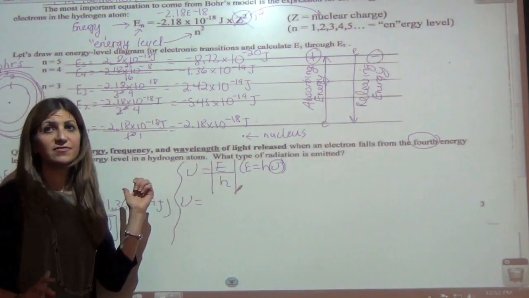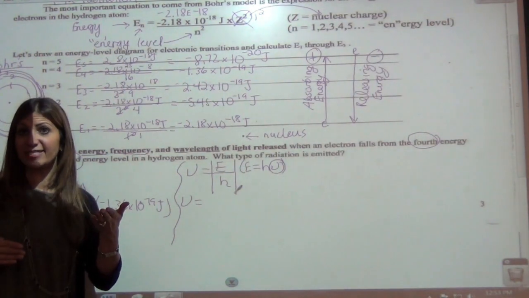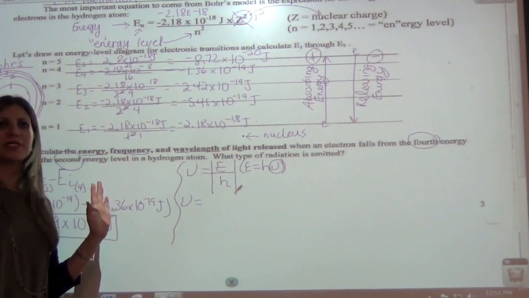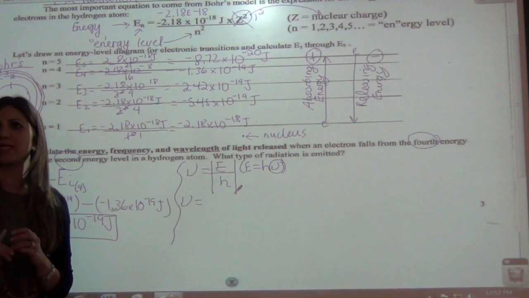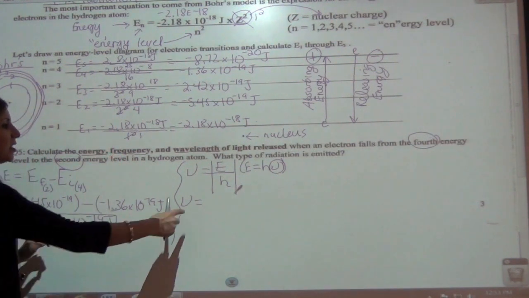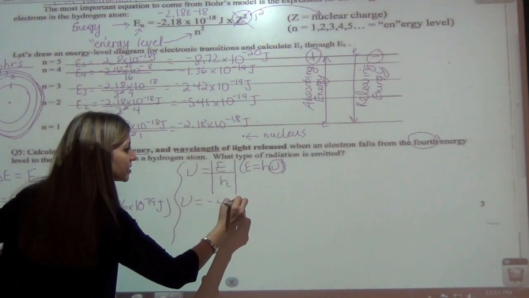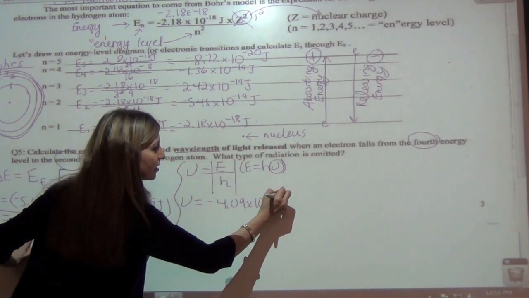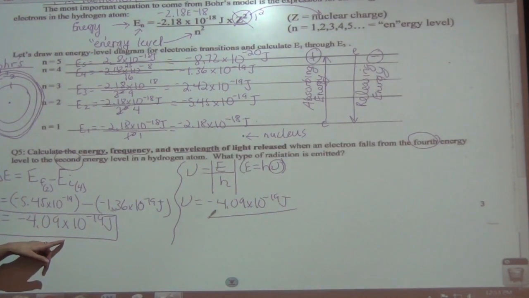Energy has negatives because positive means it's absorbing and negative means it's releasing energy. That's the only reason why E has a sign. Wavelength and frequency don't. So what does absolute value mean? All positive. No negatives. Okay? So nu is equal to E, here's our E right here, negative 4.09 times 10 to the negative 19 joules divided by h.